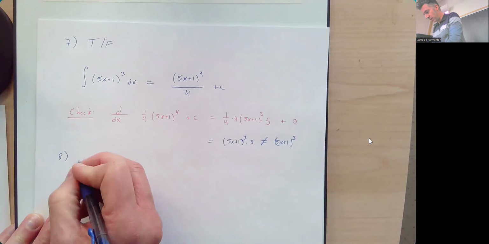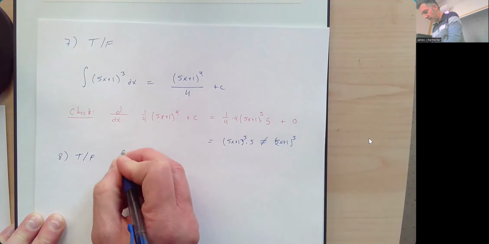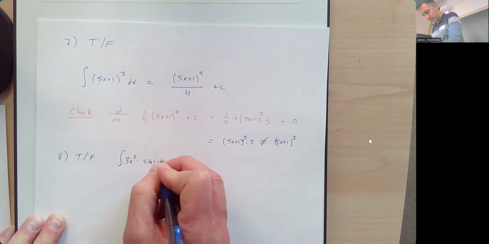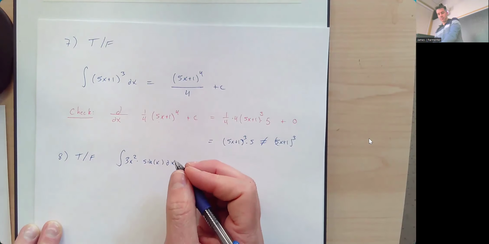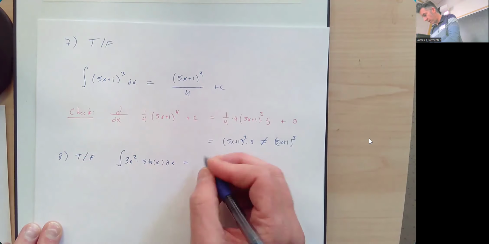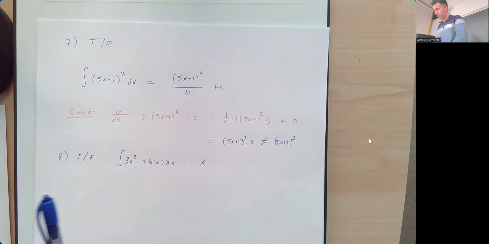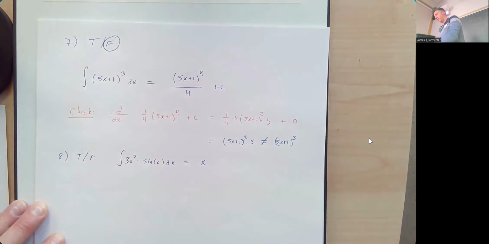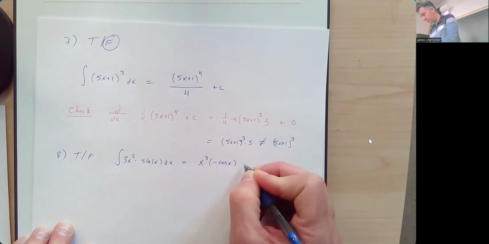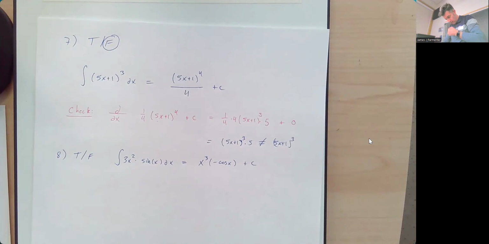we don't even have the tools yet to find the antiderivative of 3x squared times sine of x, which would require integration by parts, which we have not learned yet, which we will learn, but we're not there yet. But true, false. Oh, sorry, I should have circled that this is false up here. False, definitely. This is equal to x cubed times negative cosine x plus c. And if we'd forgotten how the product rule works, then sure, this would be true. But it's not, because we know how the product rule works.